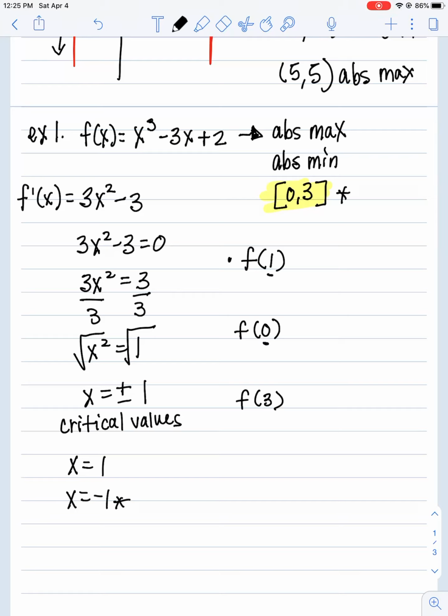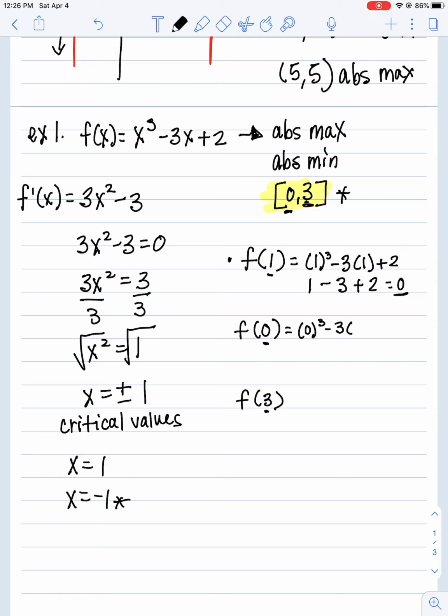Okay? Why f of 1? Because 1 was a critical value. Why f of 0? Because 0 was an endpoint. Why f of 3? Because 3 was also an endpoint. And so here's f of x. So if I go back and plug in, it will be 1 cubed minus 3 times 1 plus 2. So that is 1 minus 3 plus 2, which is 0. So at 1, we have a height of 0.